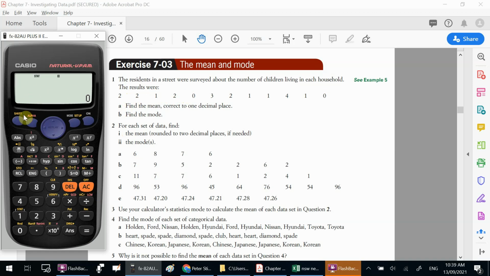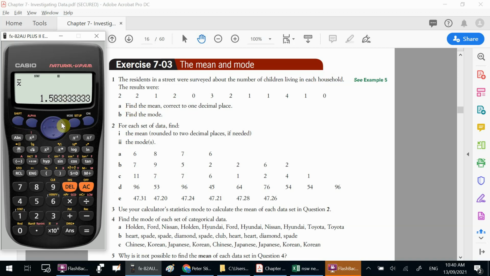We need to do that because we need to go to another screen. Shift and 1, and we're looking for 4. And then that's the number of scores. We don't need to worry about these two. X bar is what we're looking for, so 2, and equals. And there's the mean. To 1 decimal place, that would be 1.6. So that's how you use a calculator to get the mean.